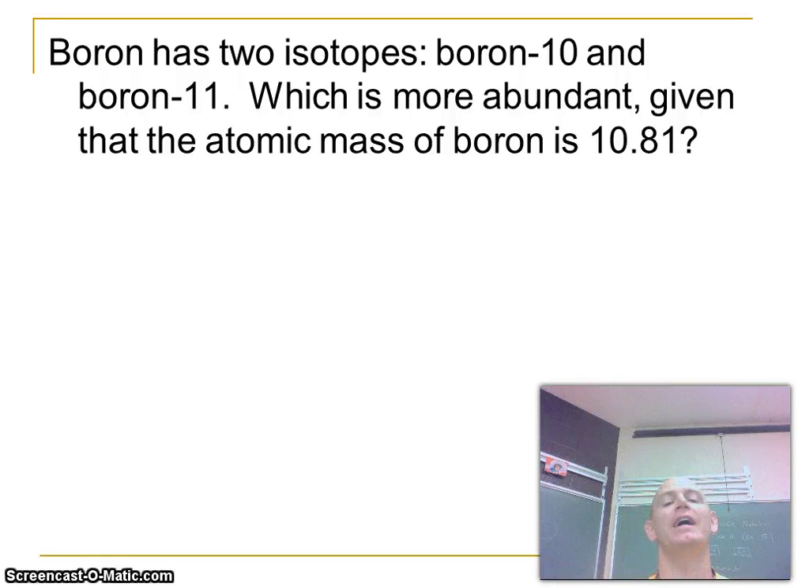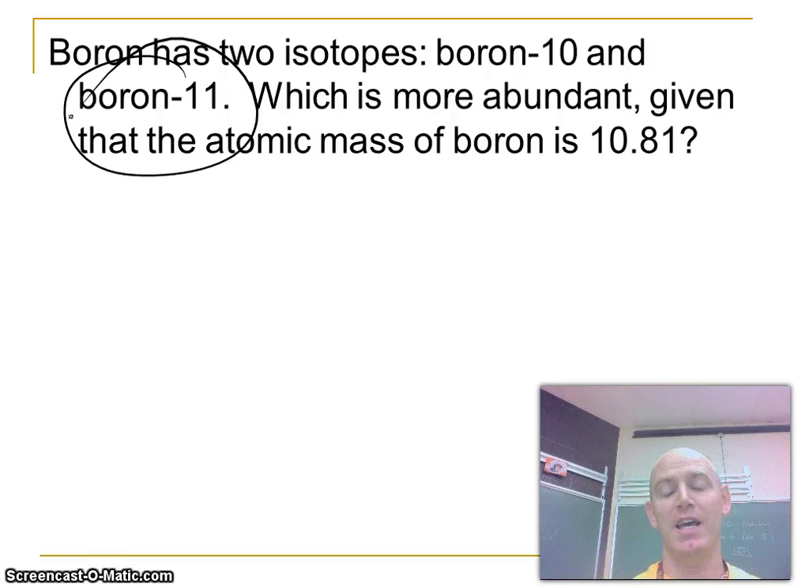Boron has two isotopes, boron 10 and boron 11. So which one would be more abundant, given that the atomic mass of boron is 10.81 AMUs? Well, because 10 and 11 are right next to each other, and because 10.81 is a little bit closer to boron 11 than boron 10, we can make the assumption that the answer is boron 11. That must mean that boron 11 is more abundant. It has more weight in the average than boron 10 does.